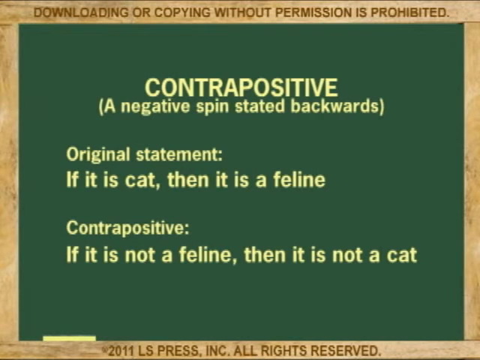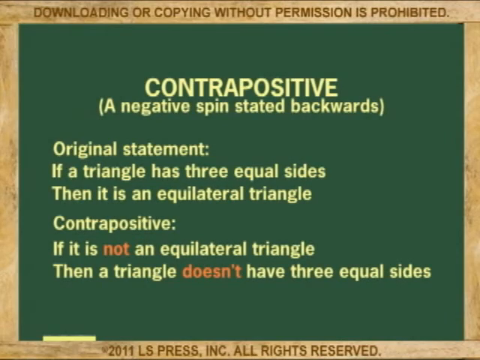Now let's see what a contrapositive sounds like. Using the cat statement, the original said, if it is a cat, then it is a feline. Now, the contrapositive is both negative and stated backwards. If it is not a feline, then it is not a cat. Notice how it works. It is valid, always. In a triangle, it also works. If it is not an equilateral triangle, then it does not have 3 equal sides.